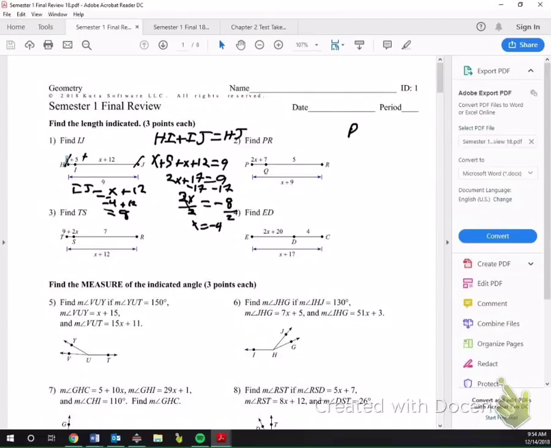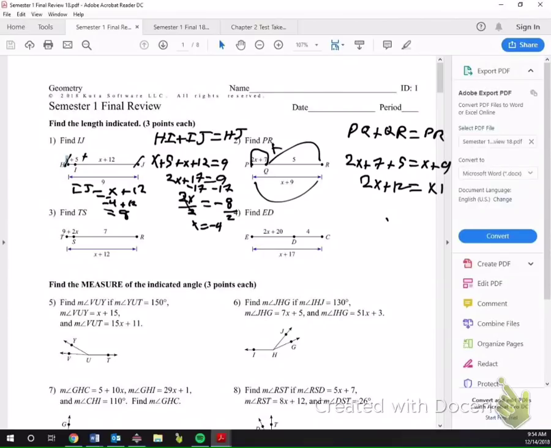So number 2, same general idea. We're going to go PQ plus QR equals PR. Again, those 2 top parts are going to equal the bottom part. Kind of looks like a smiley face. So, PQ is 2x plus 7. QR is 5. And PR is x plus 9. So now we're going to combine like terms. We have 2x plus 12 equals x plus 9. We're going to subtract x from both sides. So we have x plus 12 equals 9. Subtract 12 from both sides, and we get x equals negative 3.